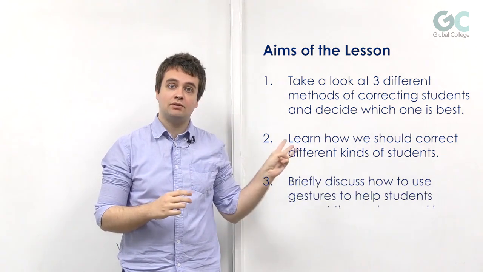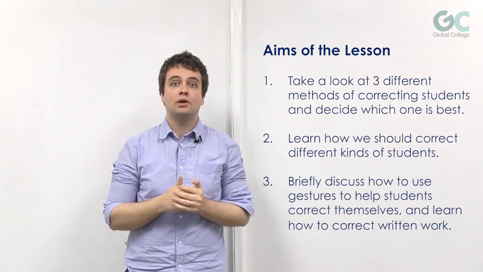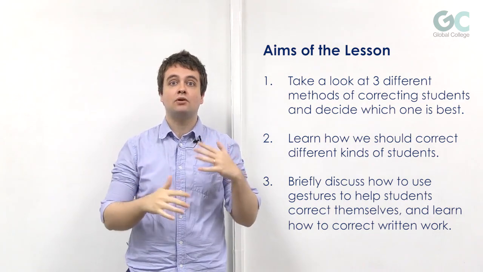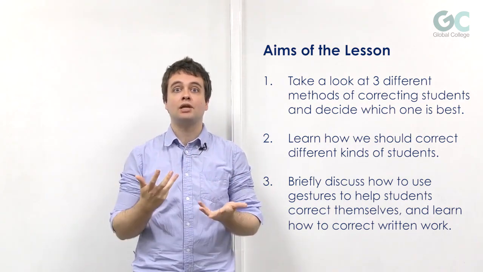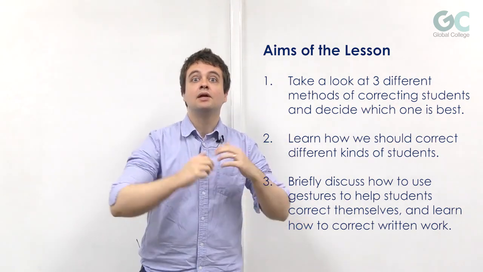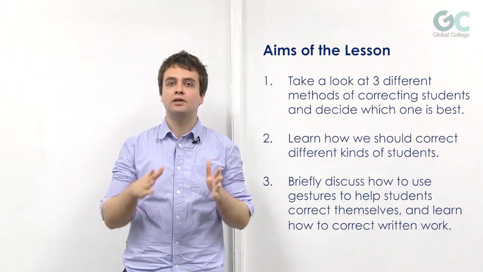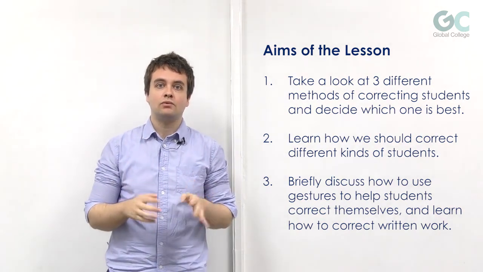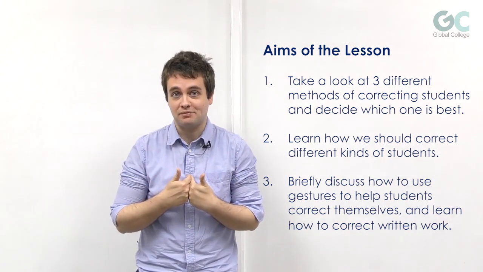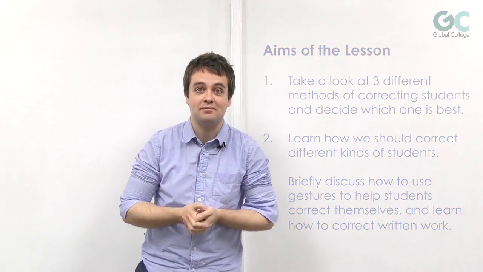Our third aim of today's class, we're actually going to be doing 2 different things. The first thing we're going to be doing is briefly discussing how gestures and body language can help our students correct themselves. And the last thing we'll be doing today is we'll be taking a look at how to correct written work, which can be quite painful sometimes for the teacher. Trust me, I know I've corrected a lot of written work in my time, right?